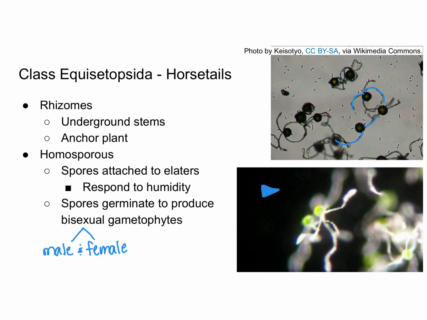Horsetails are also homosporous, which means that the spores that they produce are similar in their size and shape. An organism that's heterosporous is going to have different size-shaped spores that it produces. So it basically has a bigger megaspore and a smaller microspore. But in the case of horsetails, because they are homosporous, all of their spores are similar.